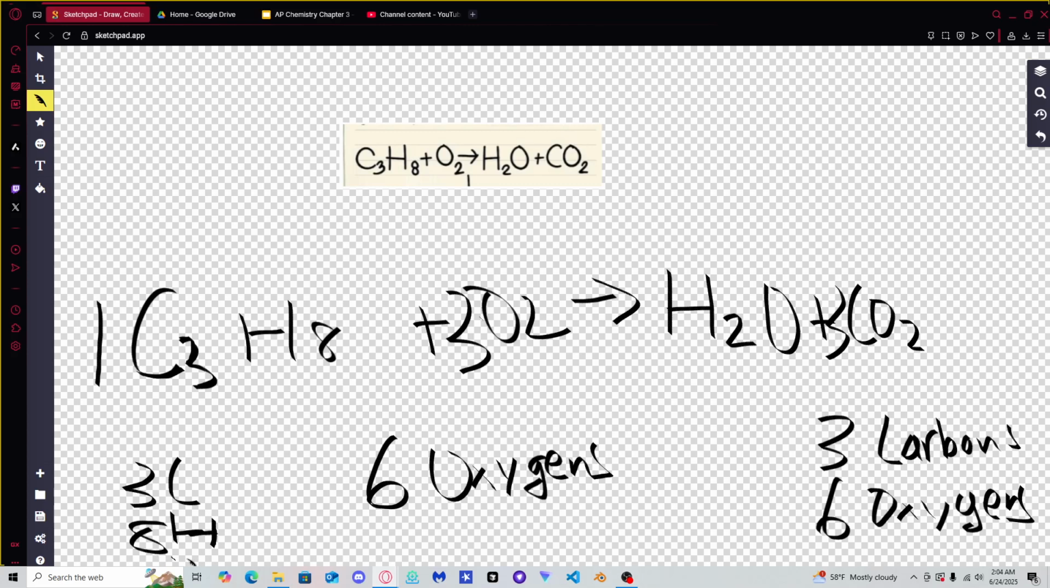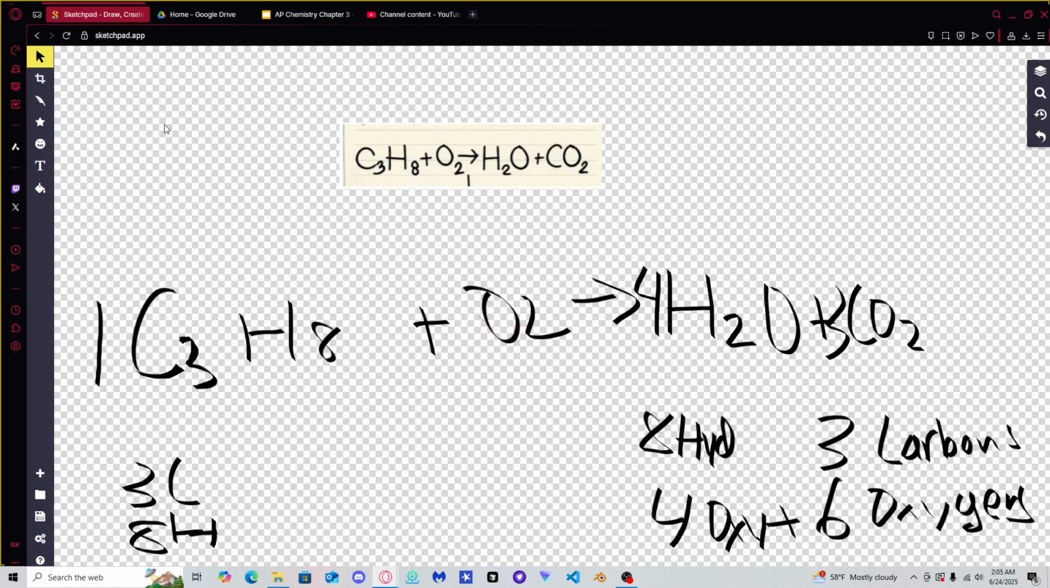So we're going to need 8 hydrogens on the right side because there's 8 on the left side that we need to account for. So we have 8 hydrogens, and we have 4 more oxygens. If we add them together, we have 10 oxygens, and therefore we actually need 10 oxygens on the left. So we just change the coefficient here to 5. And now we have 10 oxygens.